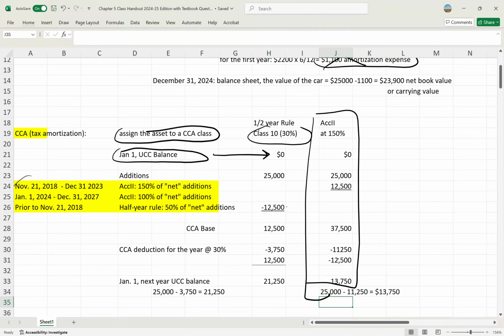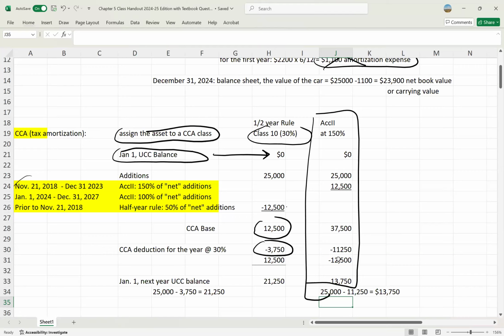So prior to November 21st, 2018, we had the half-year rule that basically reduced the CCA that you could claim by 1/2, which makes sense, once again, because you buy assets partway through the year. So rather than take the full year, and rather than make you count how many months you have all these assets that you bought this year, you just get to take 1/2. So that makes logical sense as to why they had this half-year rule.